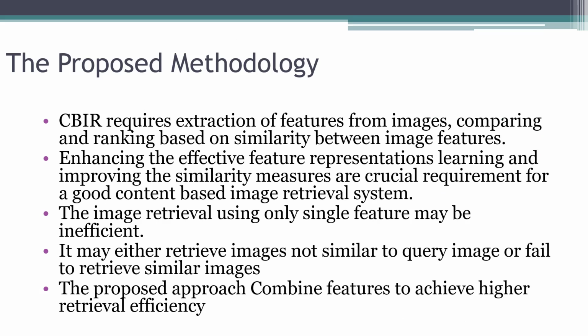Now let's move to the methodology proposed in this study. CBIR requires extraction of features from images, comparing and ranking based on similarity between image features. Enhancing the effective feature representation learning and improving the similarity measure are crucial requirements for a good content-based image retrieval system. The image retrieval using only a single feature may be inefficient. It may either retrieve images not similar to the query image or fail to retrieve similar images. Therefore, the proposed approach combines features to achieve higher retrieval efficiency.